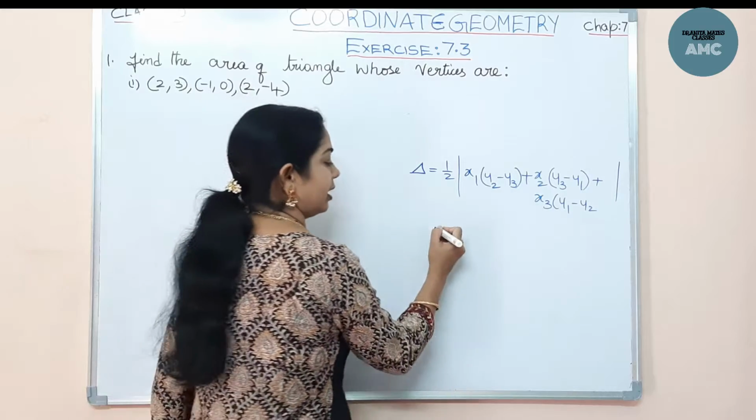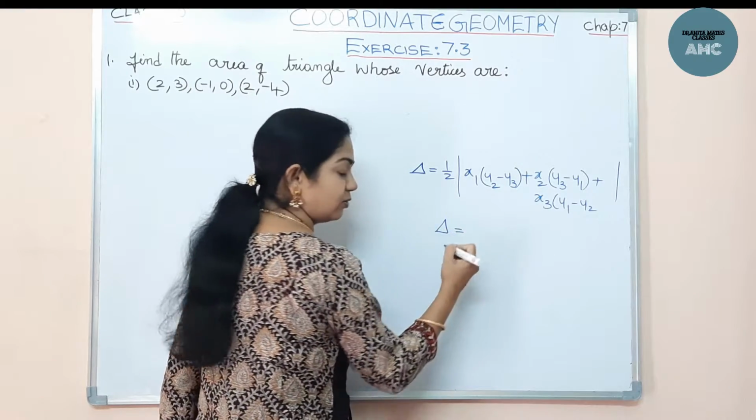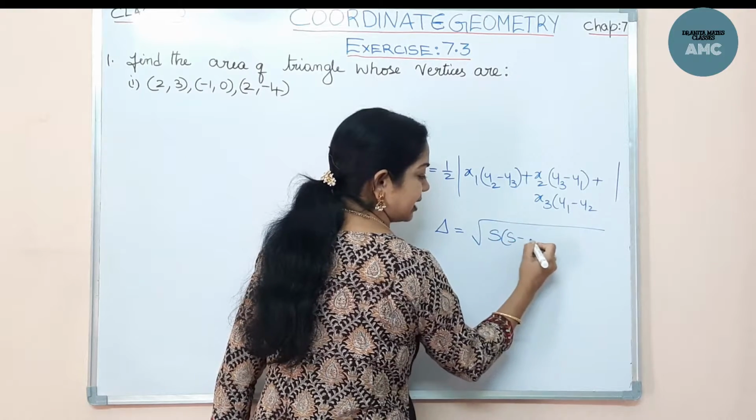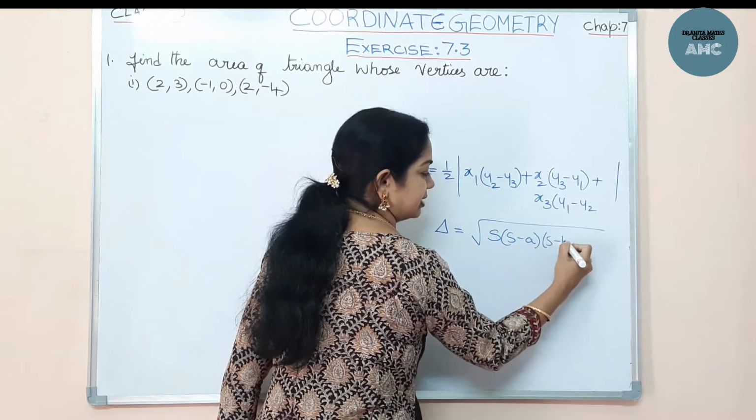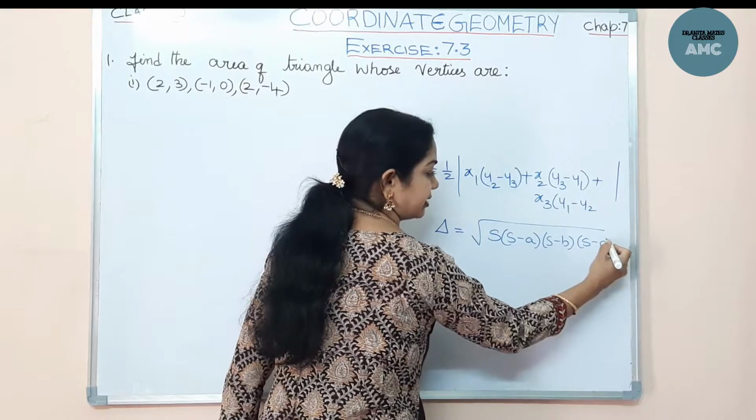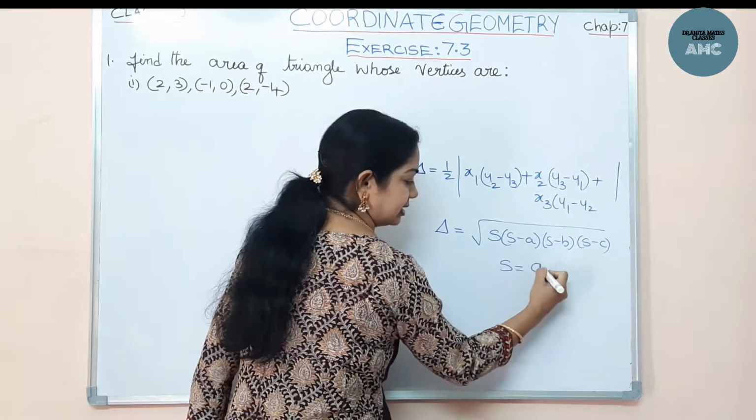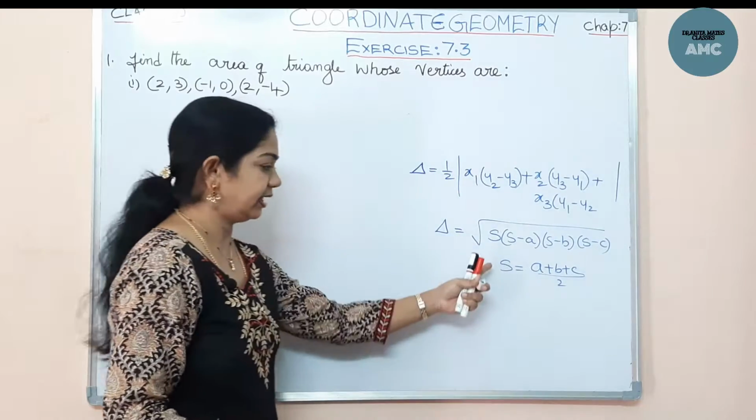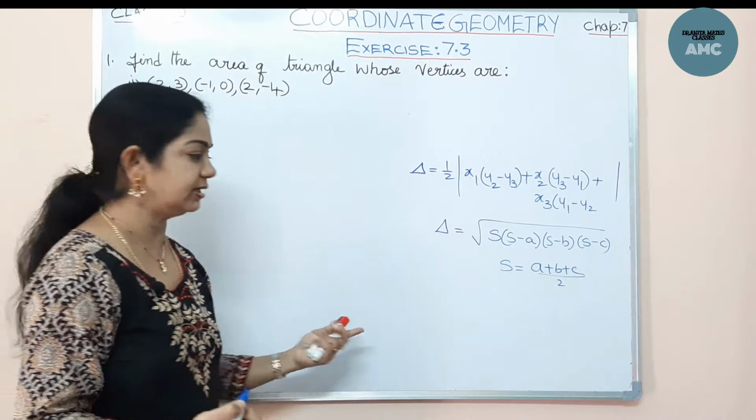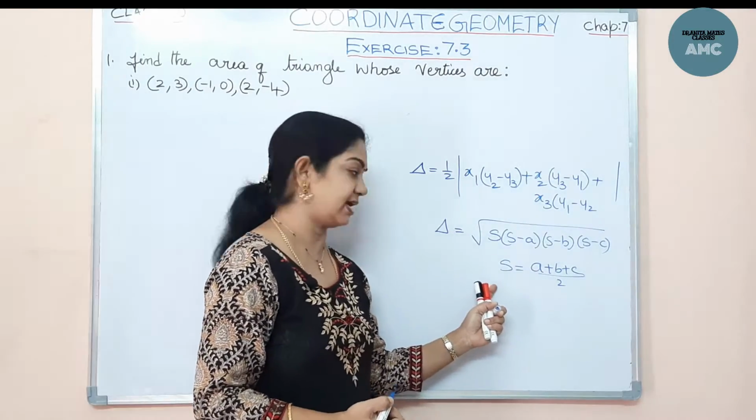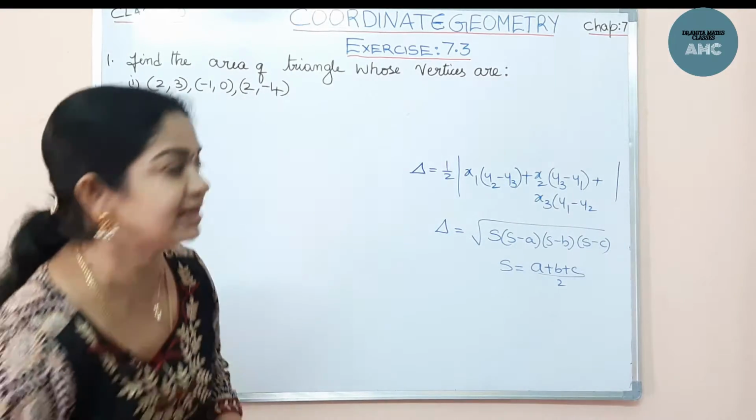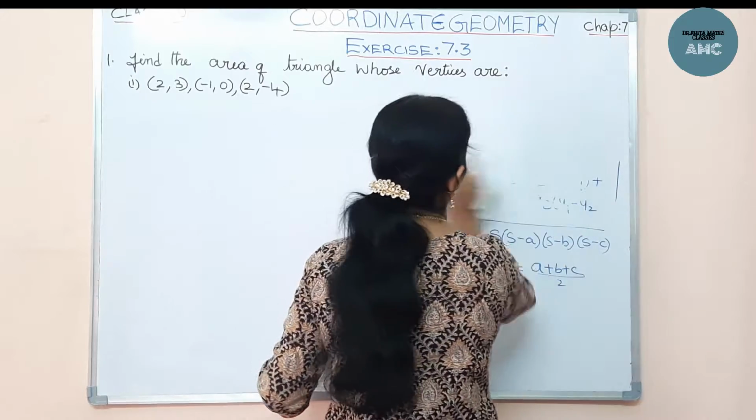Now the Heron's formula, area of a triangle according to Heron's formula, is the square root of s into s minus a, s minus b, s minus c, wherein s is the half of the perimeter. Okay, and where a, b, c are the sides of a triangle and half of the perimeter is s. So this is the Heron's formula. Now with this quick recap, let's start the exercise problems.